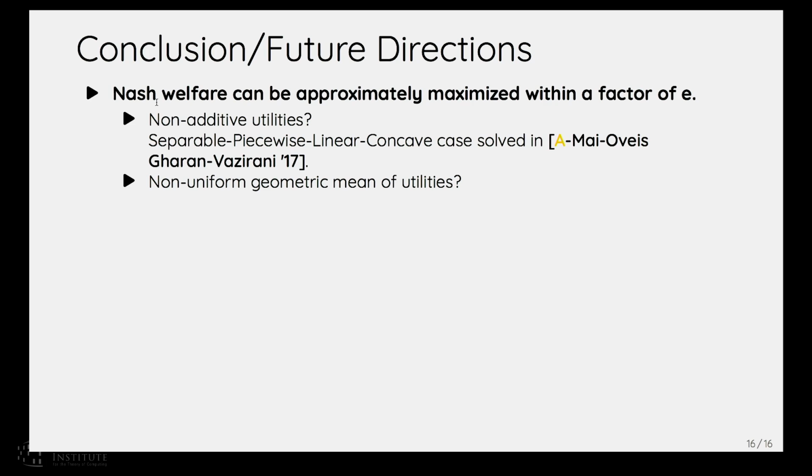There is another orthogonal direction, which is what happens if you replace the geometric mean with a non-uniform geometric mean. The geometric mean is where you just take the product and then take the nth root. A non-uniform geometric mean would correspond to the case where for each person you also have a weight, so you raise their utility to that weight and then take the product. This seems to be a really challenging problem that we are not able to handle with our current techniques.